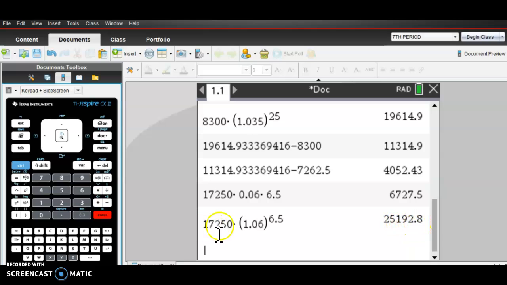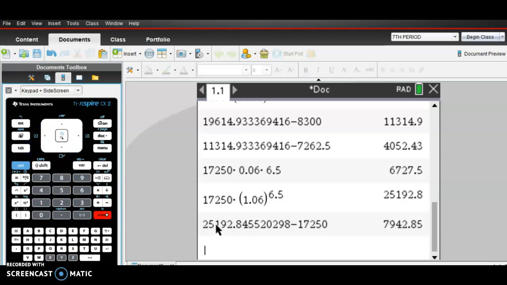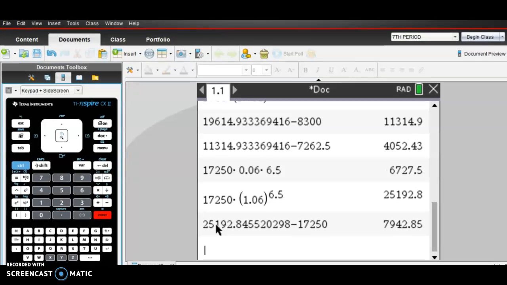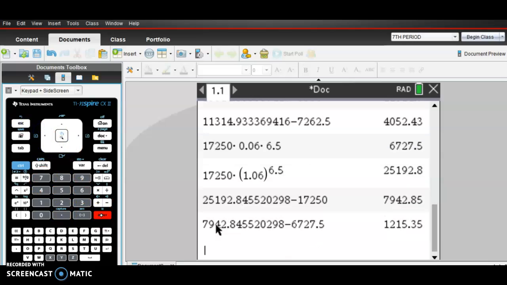When we put in Carly's amount, 17,250 times 1.06 to the 6.5, 25,192.80 includes this 17,250. So I need to take out the 17,250 to find just the interest. So Carly's interest, we know that she's going to have the most because, again, she has the compound, is going to be 7,942.85. Then we need to subtract those to find how much more. Minus 6,727.5 is 1,215.35.